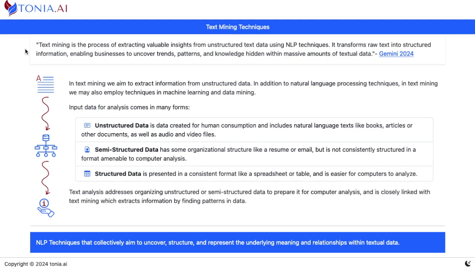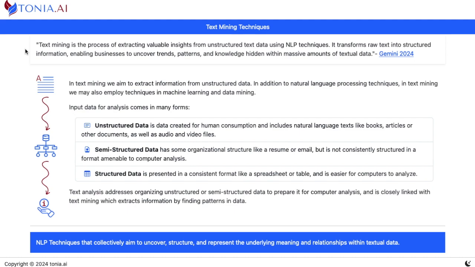In text mining, we aim to extract information from unstructured data. In addition to natural language processing techniques, as we've covered a lot in this series, in text mining we may also employ techniques from machine learning and data mining.